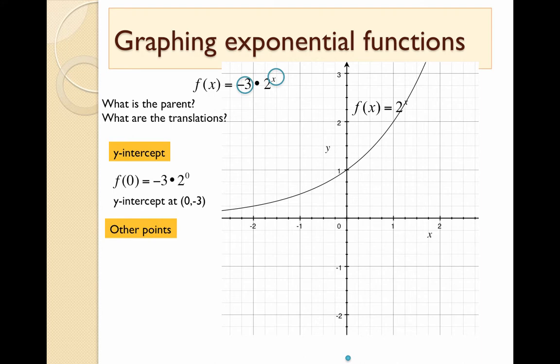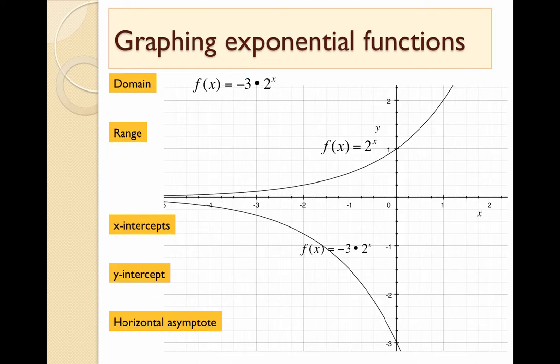Let's find a couple more points. Let's see what's happening when we plug in a -1 for x and plot that point. And let's see what happens when we plug in a -2 for x, and we'll plot that point. Now you may want to find a few more points just to see how quickly that curve is going to be approaching 0.